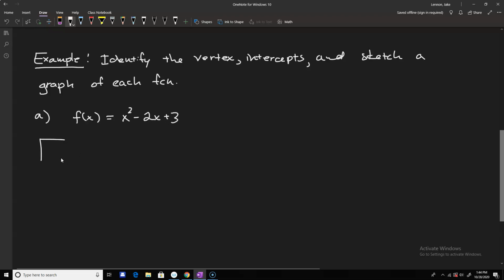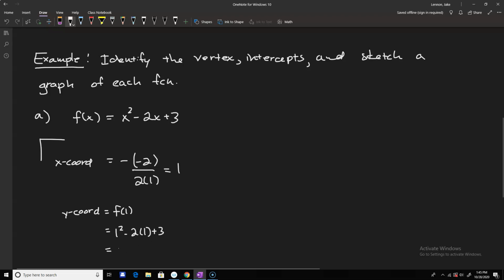So the first thing here is, well, let's identify that vertex. In this case, a is the number in front of x squared, which is 1, and b is the number in front of x, which is negative 2. So our vertex is going to be negative b, which is negative negative 2, divided by 2 times a, which is 1. So our vertex just comes out to be 1. That's technically the x coordinate of the vertex. Then for the y coordinate, we plug that into our function. So this is f of 1, which is 1 squared minus 2 times 1 plus 3. That comes out to 2. So the vertex is 1, 2.